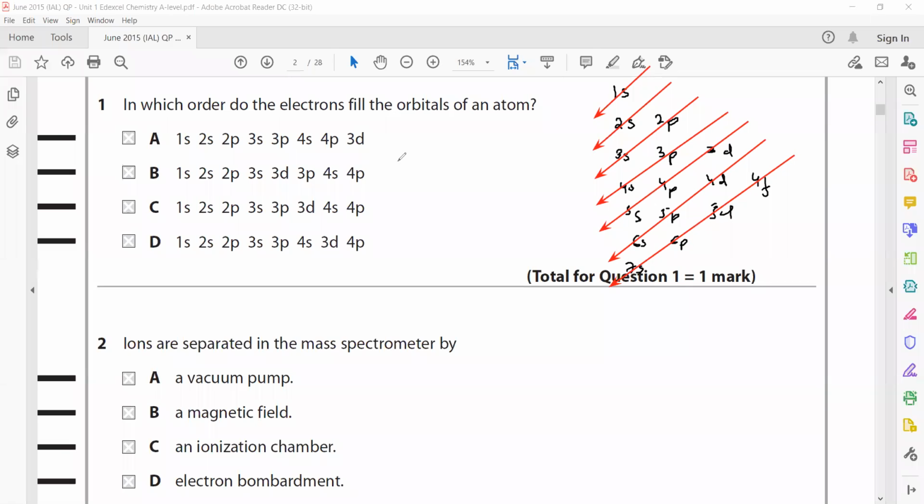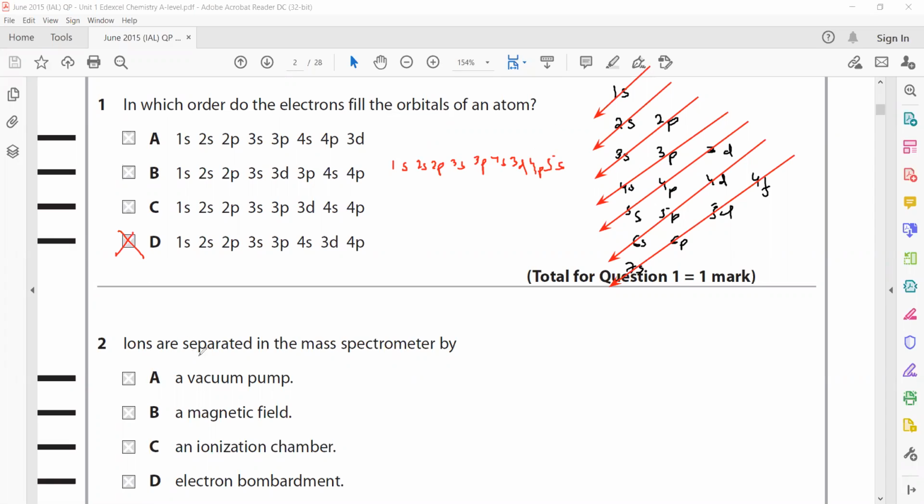So which is the order here? First it will go to 1s, then 2s, then 2p, then 3s, then 3p, then 4s, and then each arrow it will complete one arrow and then move to the other one, then 3d, then 4p, and 5s. So which one does it match with? It matches with D.